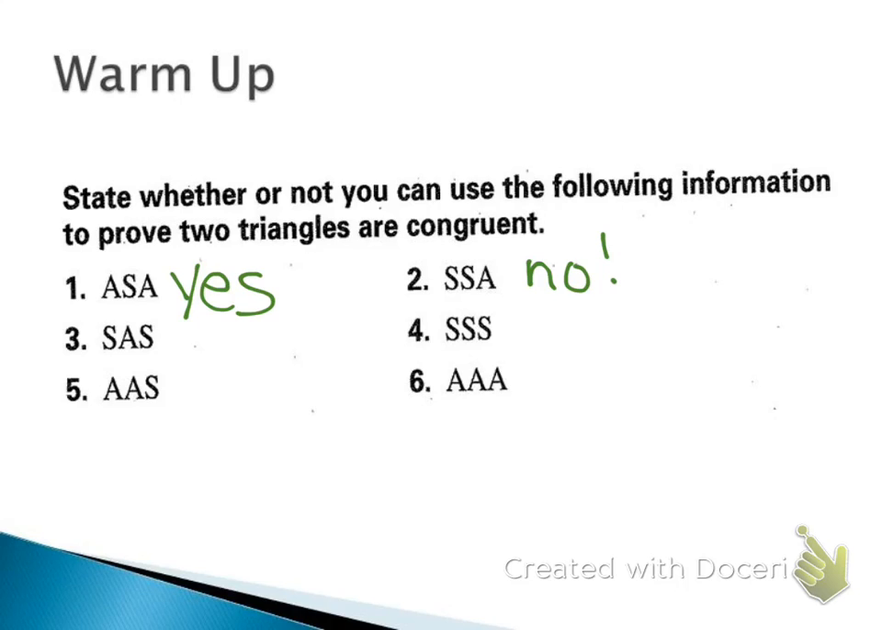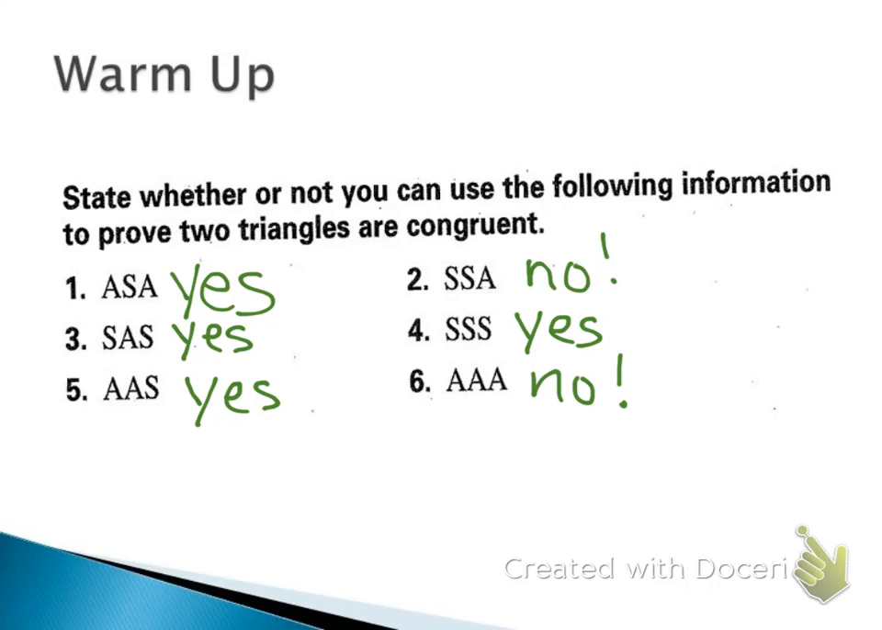What about number 3, SAS? Yes, that would be side angle side. Number 4, SSS? Yeah, side side side is a thing. Is angle side side a thing? No, so the no's are 2 and 6. The rest are yeses. There's one that was left out. Anyone know which one?